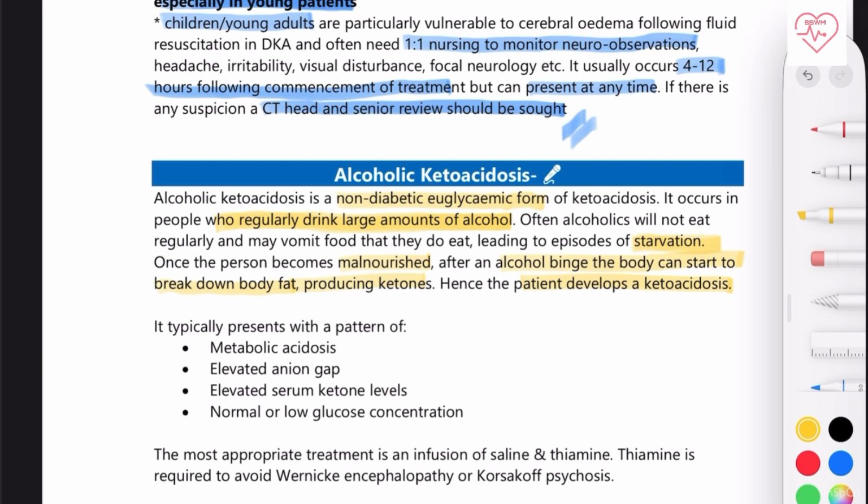It typically presents with a pattern of metabolic acidosis, elevated anion gap, elevated serum ketone levels, and normal or low glucose concentration. Right?